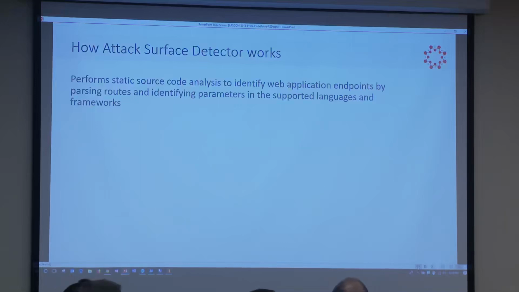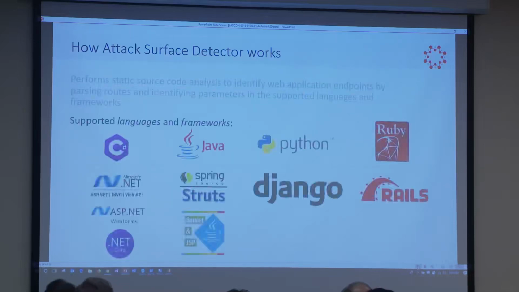So how does it work? It performs static source code analysis. You need to provide the attack surface detector with your source code, and then it looks at the different routes and the parameters for the different frameworks. These are the languages and frameworks that we currently support: C#, Java, Python, and Ruby, and all the frameworks underneath. We're looking to add more, and it's all open source, so we're looking for contributions from others as well.